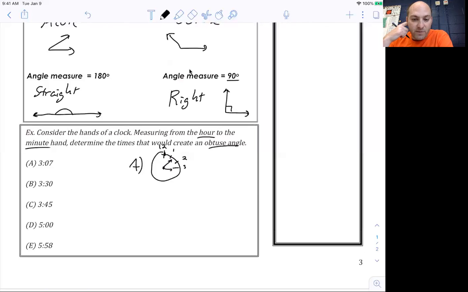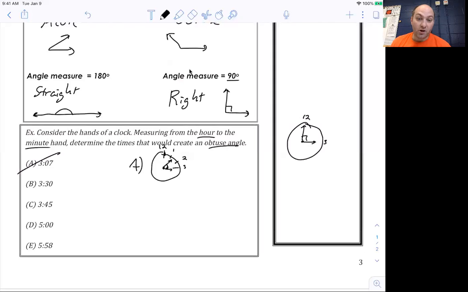Okay. So measuring from the hour to the minute hand, if I look at it right here, that is going to be an acute angle. The reason I know it's an acute angle is that to get exactly a right angle, it has to be at 3 o'clock. So if I do that over here, there's 3 right there. That makes exactly a right angle at 3 o'clock. So if it goes past 3 o'clock, now I'm going to be less than a 90-degree angle. So I know it's not that.